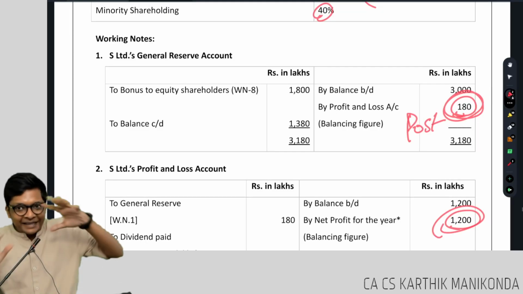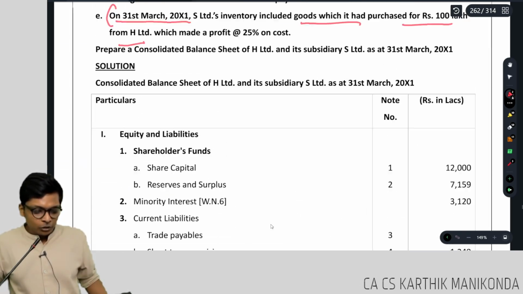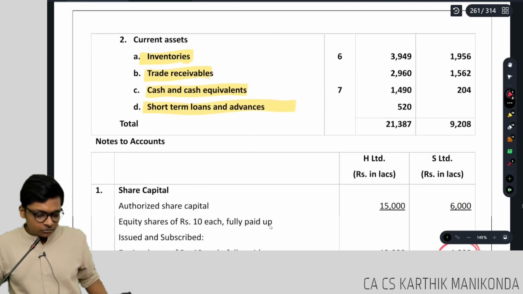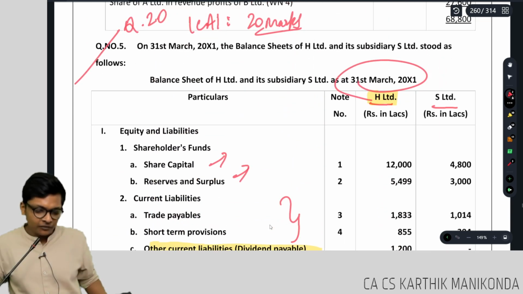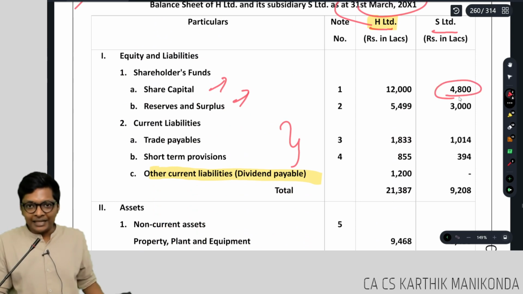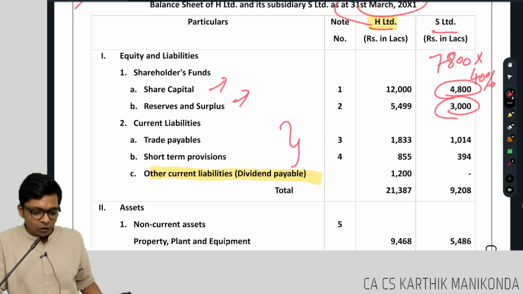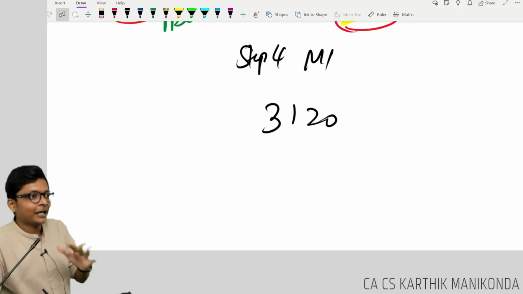How to check if my entire magic table is correct? Go to my question. Finally, I will take my subsidiary's share capital and my subsidiary's reserves. How much? 7000 into 40%. How much? 3120. Are you following, guys?